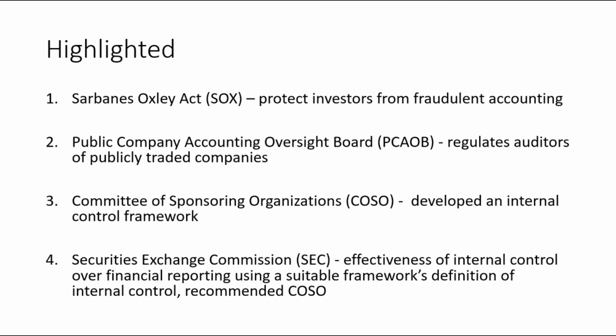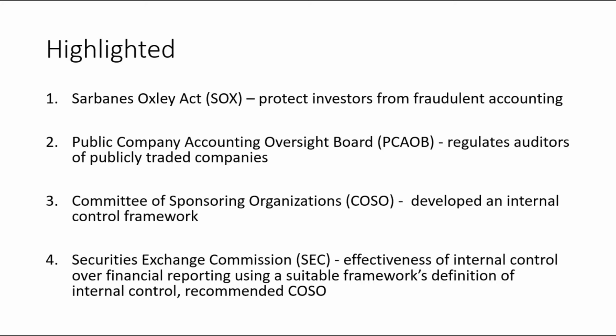But this event of Enron and corporate collapses in general highlighted some of the major events and actions taken in relation to internal controls. The first one is the Sarbanes-Oxley Act. The main purpose of this act is to protect investors from fraudulent accounting. The second is the PCAOB, Public Company Accounting Oversight Board, that originated from the Sarbanes-Oxley Act, and the PCAOB is an oversight body that was formed to regulate auditors of publicly traded companies.